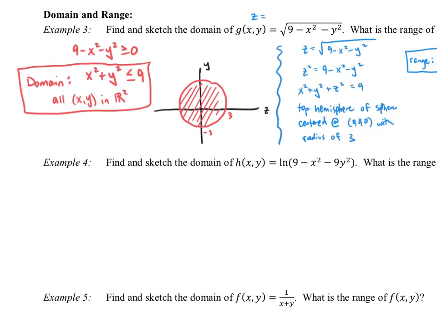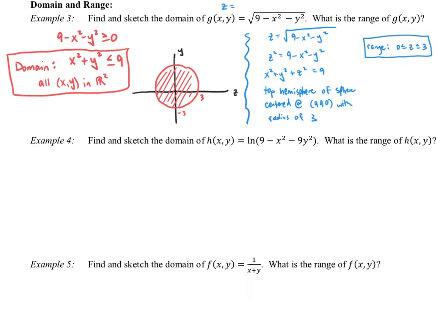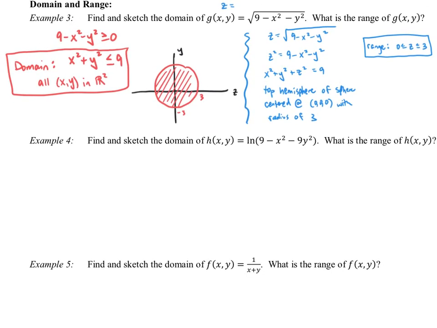So we're looking at example 4. Same kind of thing. We're just going to look at a new set here. So we're looking at the domain first. And with this domain, we know that with a natural logarithm, the argument, which is 9 minus x squared minus 9y squared, must be greater than 0. And we just know that based on the properties of the natural logarithm. So if we were to rearrange this, we would have x squared plus 9y squared is less than 9.